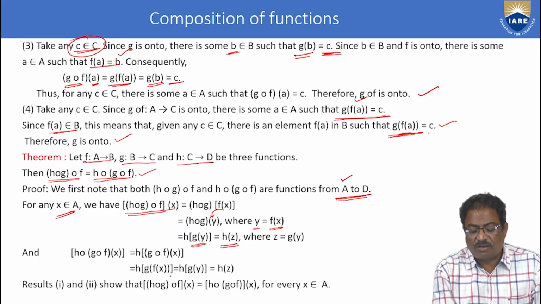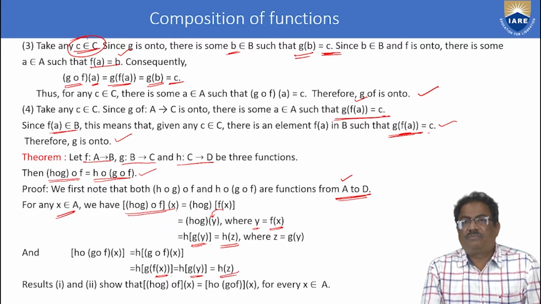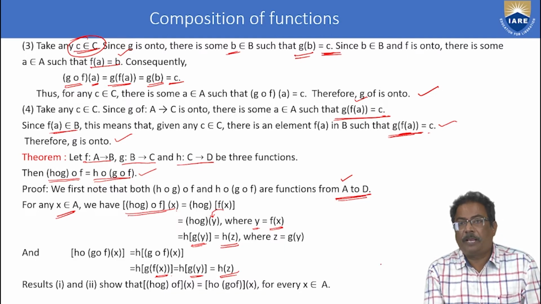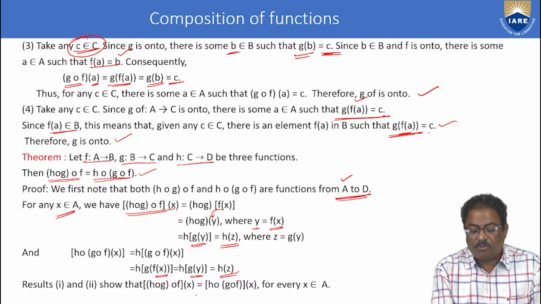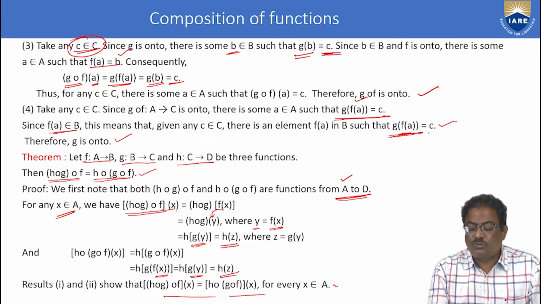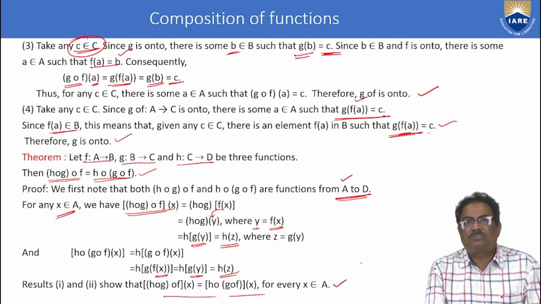So h of g of f of x, and f of x is equal to y. So I am getting g of y, and next g of y is equal to z. So I am going to get the image h of z. So under these both functions the image will be the same. So we can say that both are equal to each other. This is true for every x belongs to A.